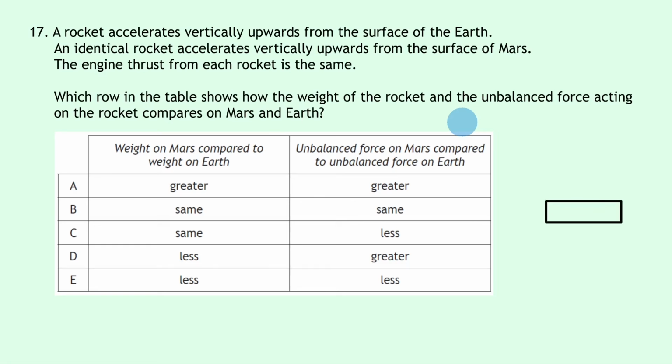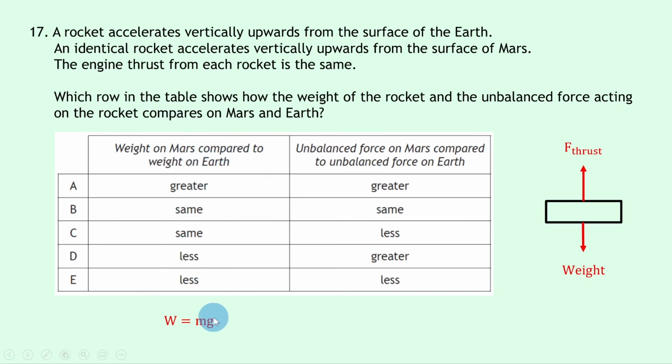So if we draw a rocket here just as a box, we've got an upward force as the thrust force and a downward force as the weight, and then we need to think about the equations for weight and unbalanced force. So for weight, first of all, remember this is given by W equals mg. So if the mass of the rocket stays the same and the gravitational field strength is the only thing differing here, and remember from the data sheet, the gravitational field strength on Mars is 3.7 newtons per kilogram, whereas the gravitational field strength on Earth is 9.8 newtons per kilogram.